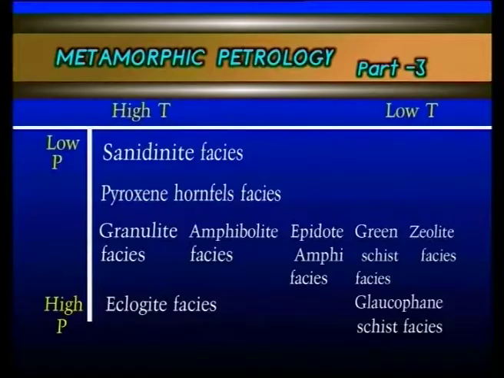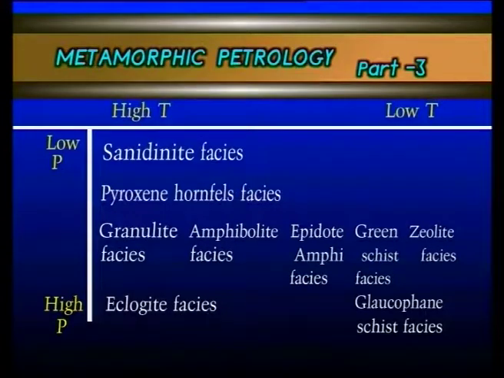Now look at this diagram on the screen, and we can see the different facies present. Normally, sanidinite facies, pyroxene hornfels facies, granulite facies, eclogite facies. Suppose we move towards the low temperature side: amphibolite facies, epidote amphibolite facies, greenschist facies. Below this, the glaucophane schist facies and zeolite facies.